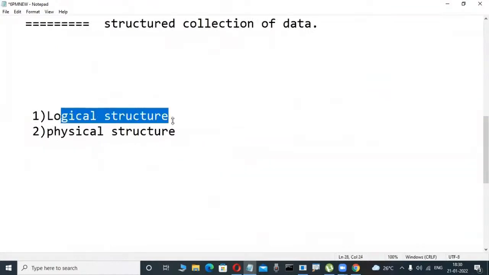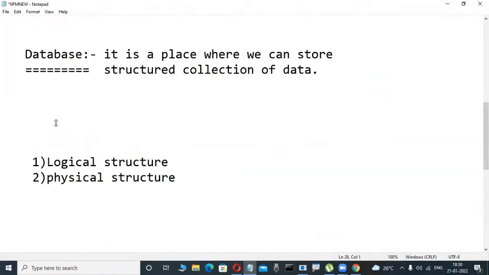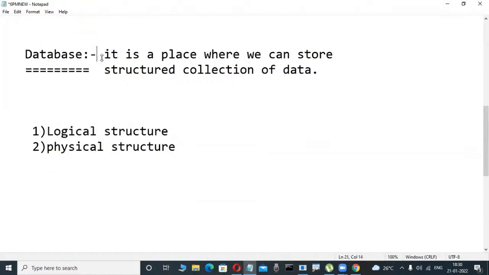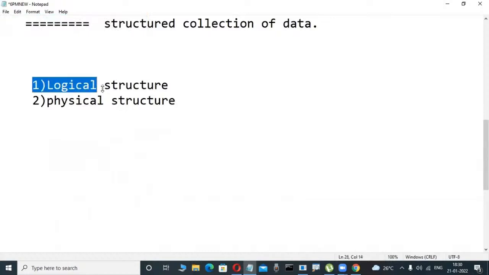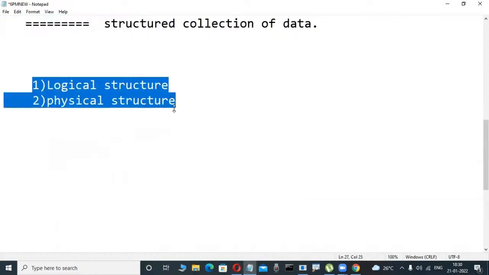two types of structures are there. One is the logical structure, another one is the physical structure. This definition I am not explaining today; you will understand it one of these days. Now observe it. First, two types of structures are there: one is logical structure, another one is physical structure.